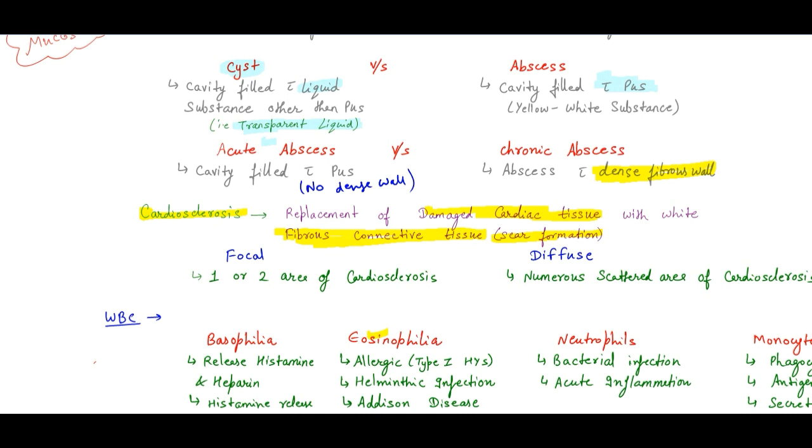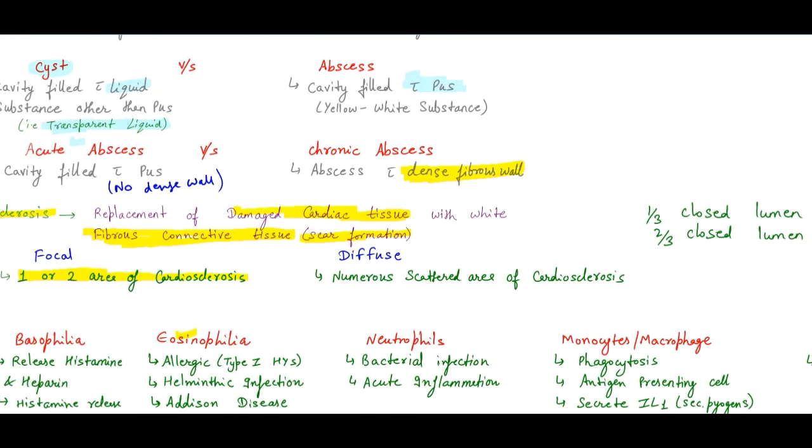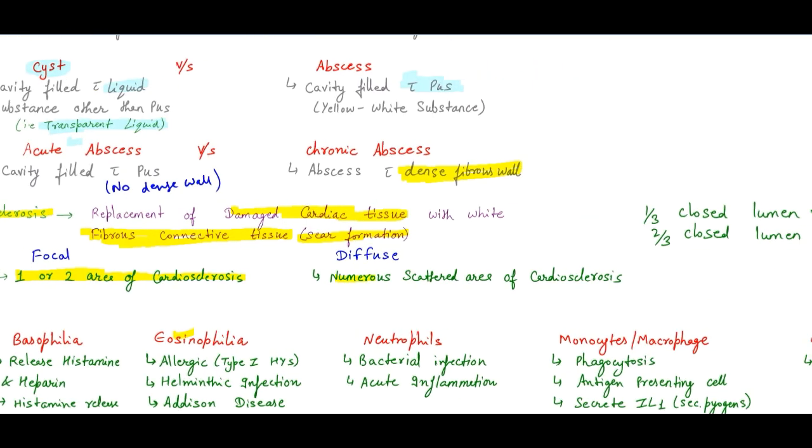Now what we know is that in the focal or the diffuse, focal simply means something focal, some space. So there is one or two areas of cardiosclerosis, very few areas will be affected, that is focal. Diffuse means complete, numerous scattered areas of cardiosclerosis.